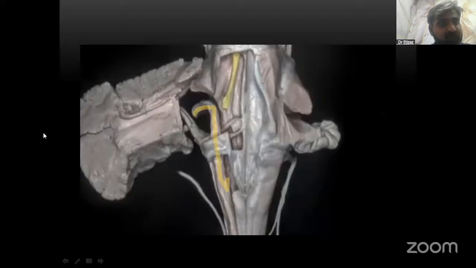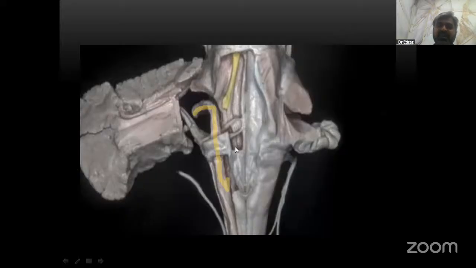Trigeminal? Yes. What is this one? This is the trigeminal nerve. This one. Trigeminospinal. So again, there is this one. This tract is important. It is anterior and posterior.